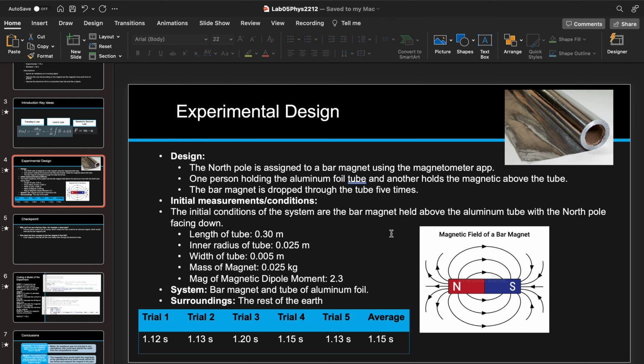And just going back to the experimental design, just so I mentioned, the initial conditions of the system are that the bar magnet is held above the aluminum tube with the North Pole facing down.